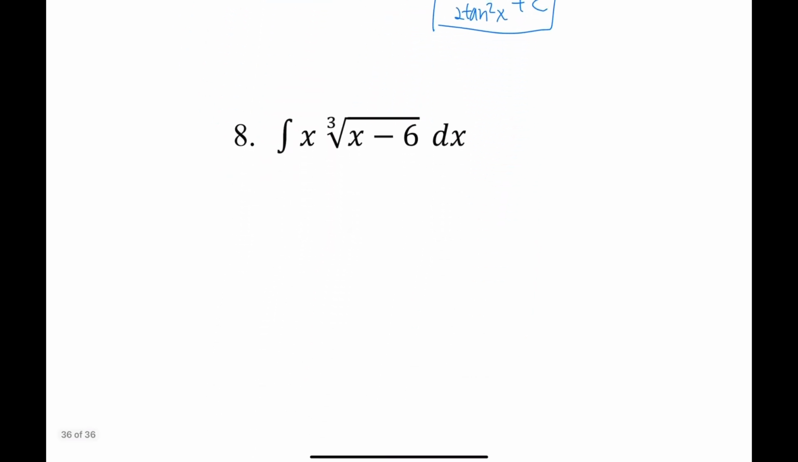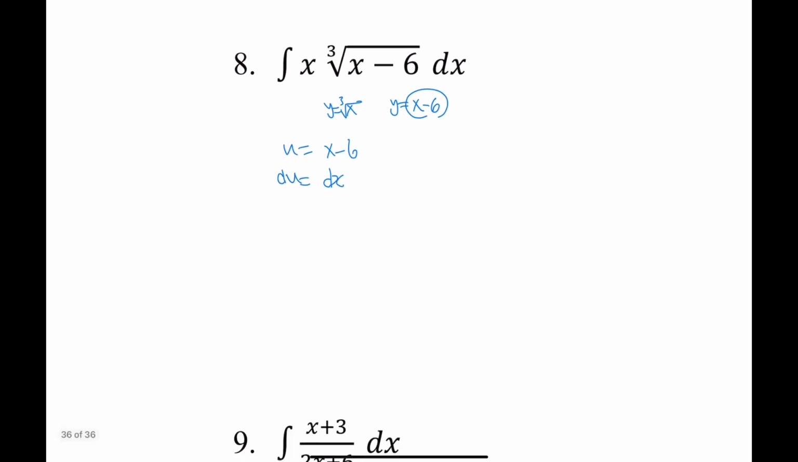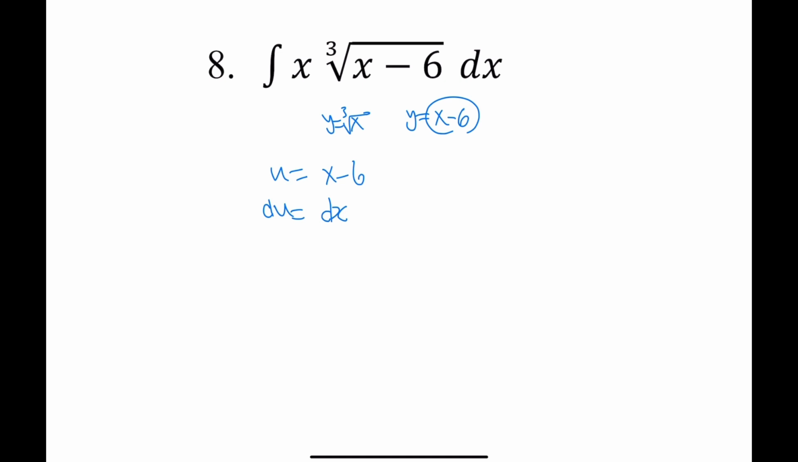Alright, and then number 8. We have a composite function one more time. So y equals x to the 1/3 power, and then y equals x minus 6. So this is the inside function, right? Okay. And then u equals x minus 6, du equals dx, right? And then we're going to try to rewrite this. So let's just rewrite this part. So integral of u to the 1/3 power, and then we also have du equals dx, so du.